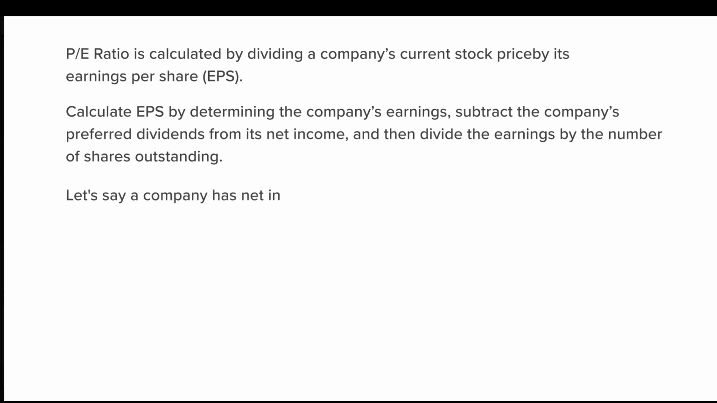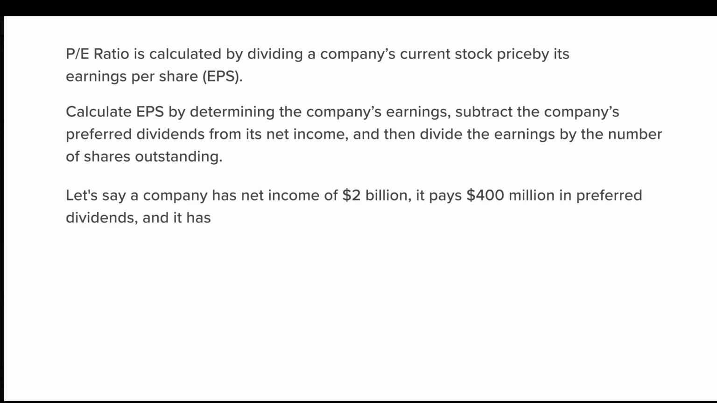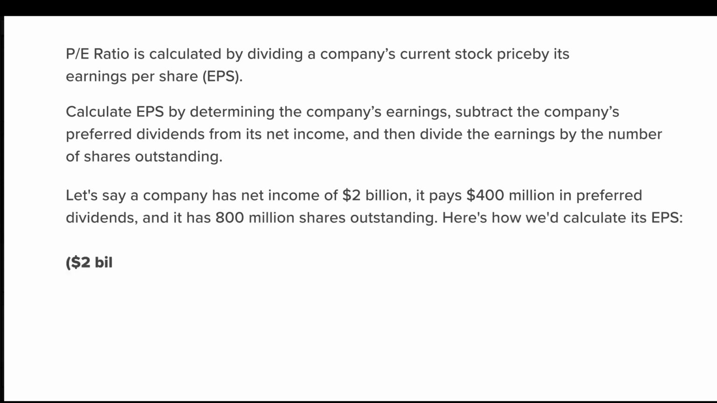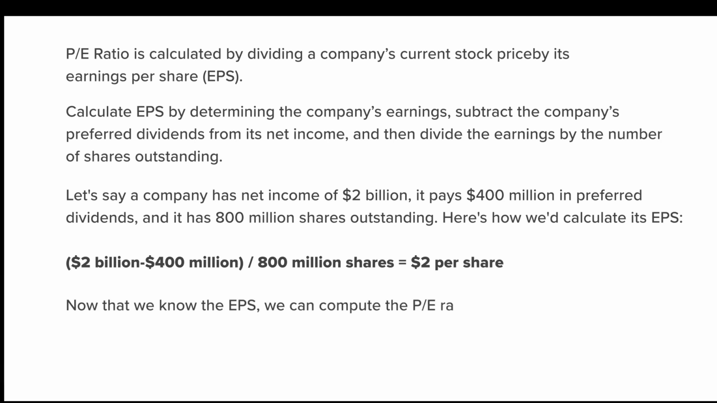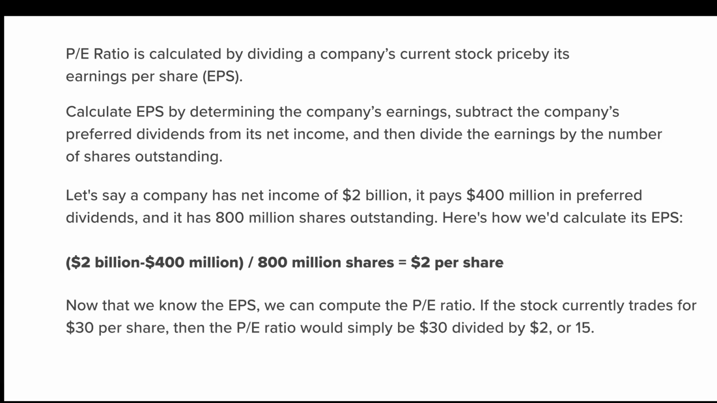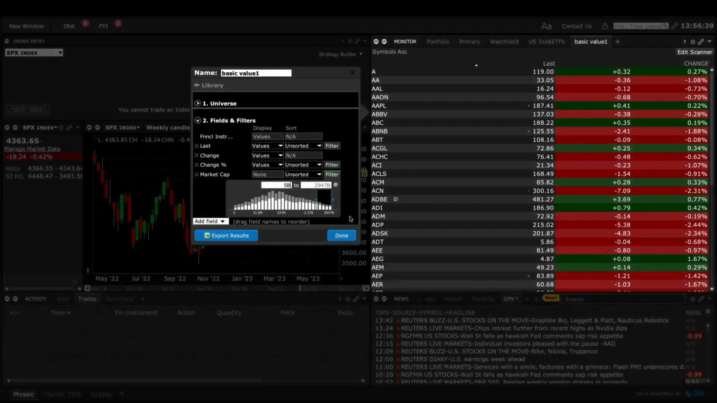Let's say a company has net income of $2 billion and it pays $400 million in preferred dividends and it has 800 million shares outstanding. Here's how we'd calculate its EPS. 2 billion minus 400 million divided by 800 million shares equals $2 per share. Now that we know the EPS, we can compute the P/E ratio. If the stock currently trades for $30 per share, then the P/E ratio would simply be $30 divided by $2, or 15. Let's open the Fundamentals, Popular section and locate Price to Earnings ratio.